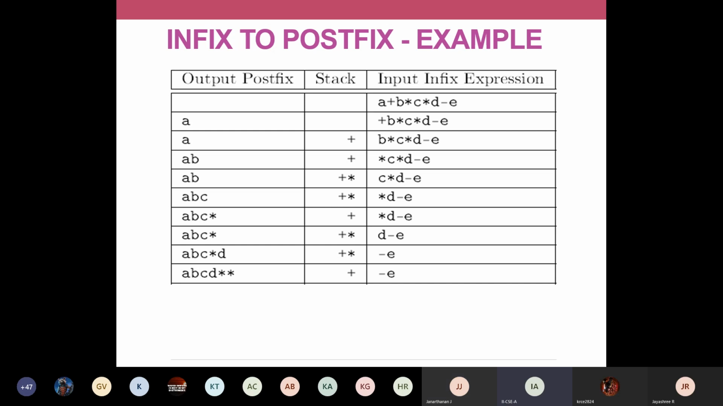Same as per the algorithm, when your precedence is the same in both your stack and your input, you are going to pop your stack content while it is greater than or equal, and you are going to write plus into your output.